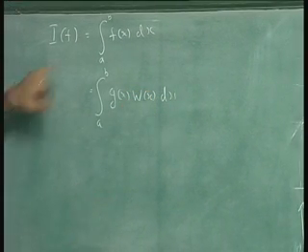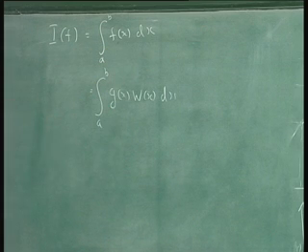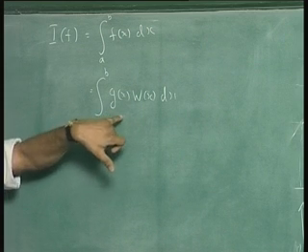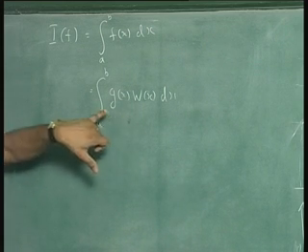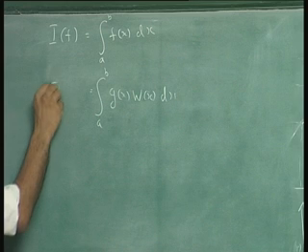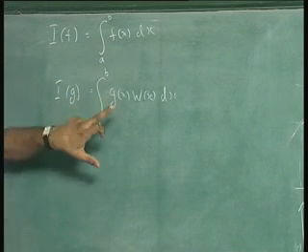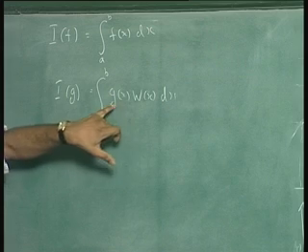Because I want to write this as a product of two such functions, and now I want to write the integral of this g. That's what I call I of g. So I use this I of g to denote that I have actually split this function f into two functions, g and w.